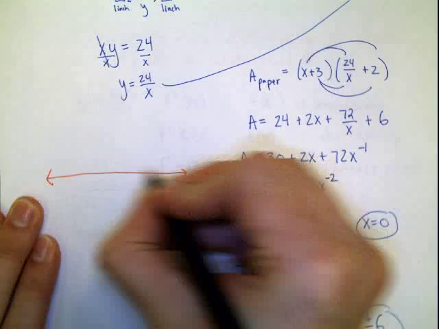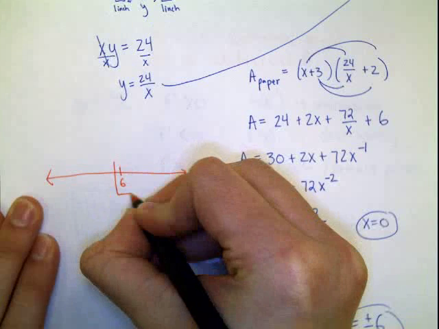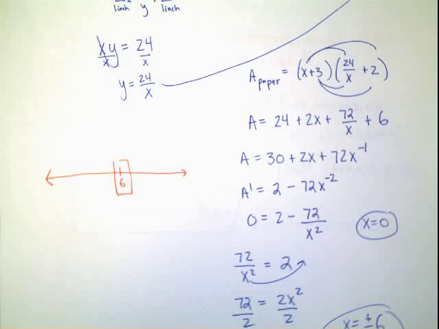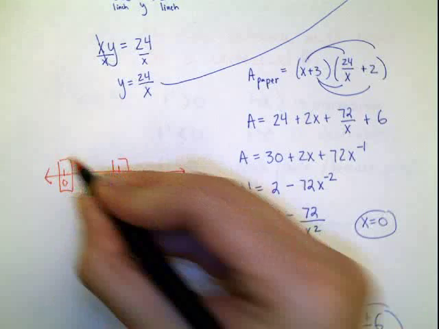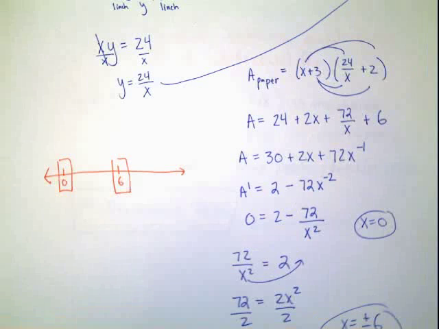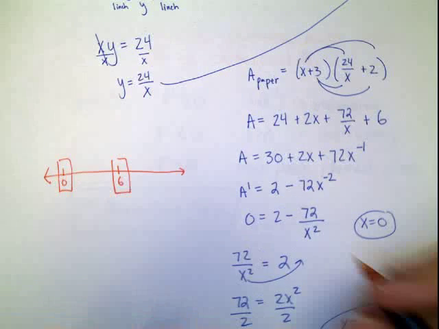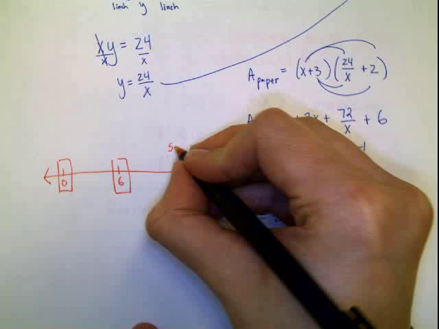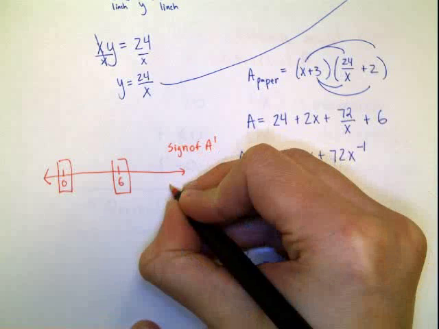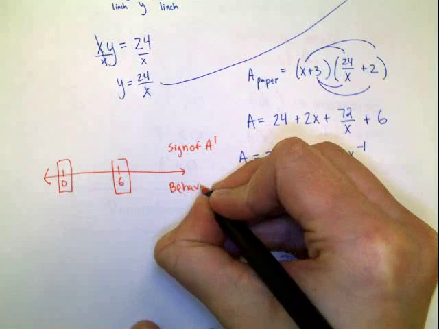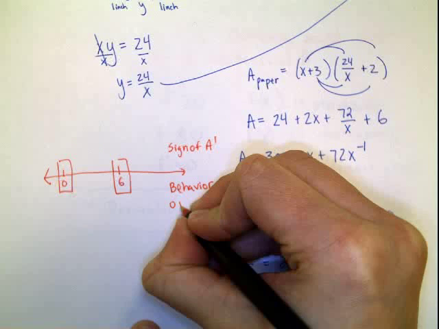When we build it, I'll put 6 on here, and I won't even worry about negative 6 or 0. Maybe I'll put 0 in the end and put a box around it so I don't forget it is a critical number. I just don't think it's a solution. And then I'm going to label this the sign of A prime and the behavior of A. Got to get those labels on there.